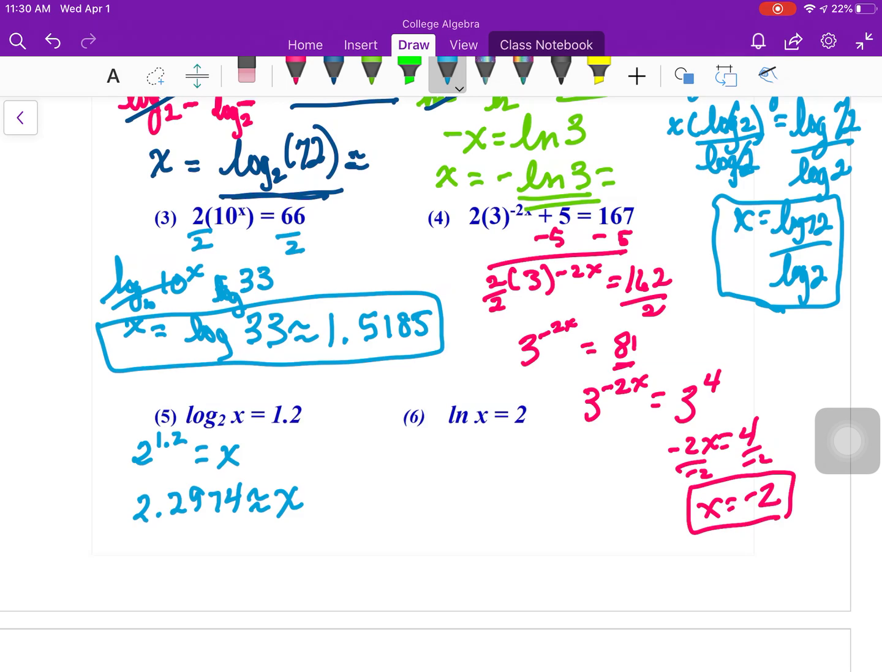Next one, ln x equals 2. Well, my base is e, so e squared equals x. Well, e squared is about 7.3891.